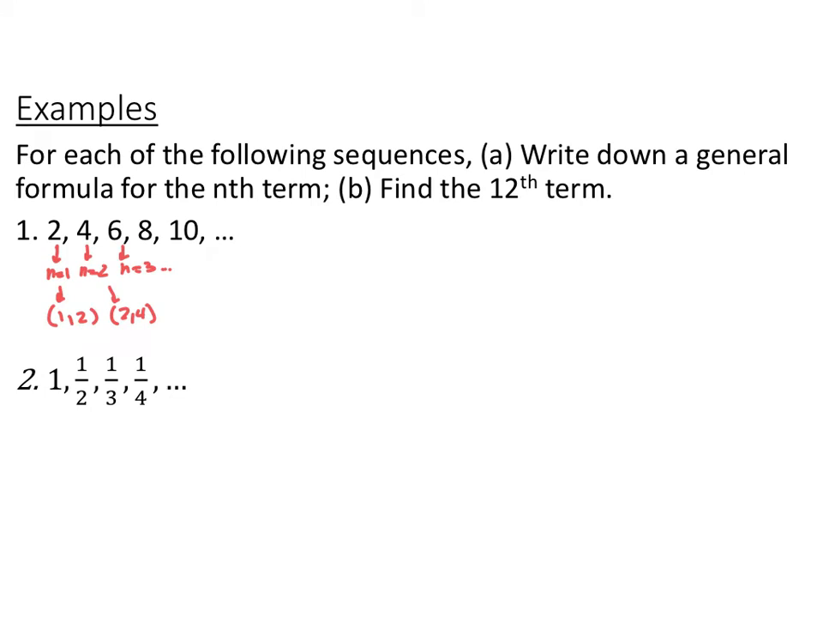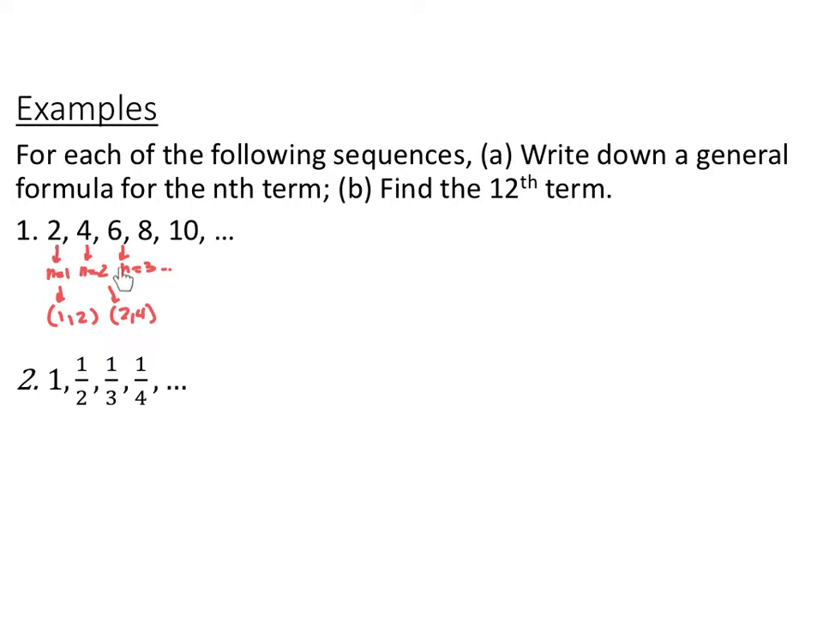So here we have two sequences. The first one is 2, 4, 6, 8, 10, so that means that same pattern continues forever. And we want to do two things. First thing we want to do is write down a general formula for the nth term, so that's like your function, what's your formula, your equation, and then we also want to find the nth term.